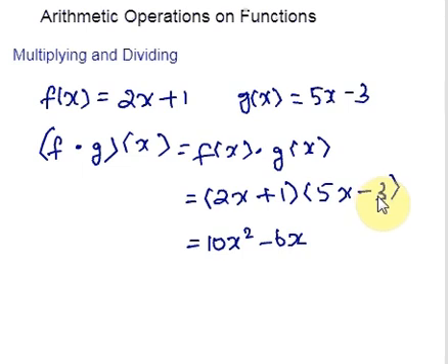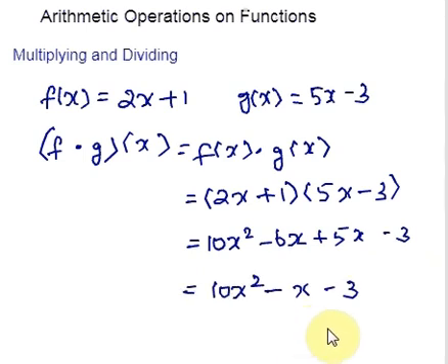Now it's time to combine the like terms. We have only one x square and one constant. We have two x terms, so combine these two terms. So the final answer is going to be this. Hope you're clear with this example. Okay, now let us move on to an example for dividing.